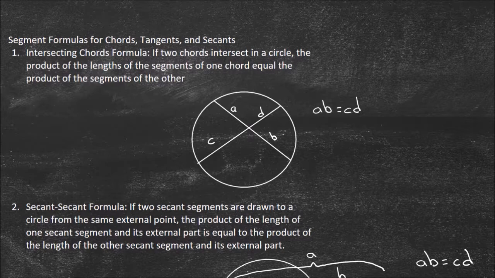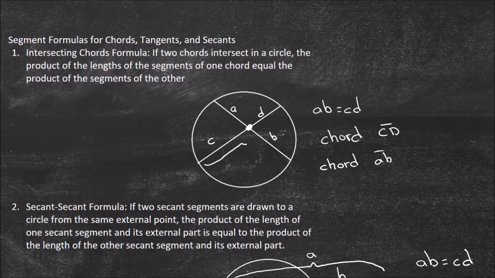It's just saying that if you have a chord, so we have chord CD, you can see is that line right there, and then you also have chord AB. Should have capitalized A and B, but whatever. And it's saying if 2 chords intersect, so these do intersect, they intersect right here. It says the product of the lengths of the segments of one chord, so the segments of chord CD, this one right here, the lengths of each segment, so I need to take length C, multiply it by length D. It says it equals the product of the segments of the other one, which is length A times length B. So that's how we get that.